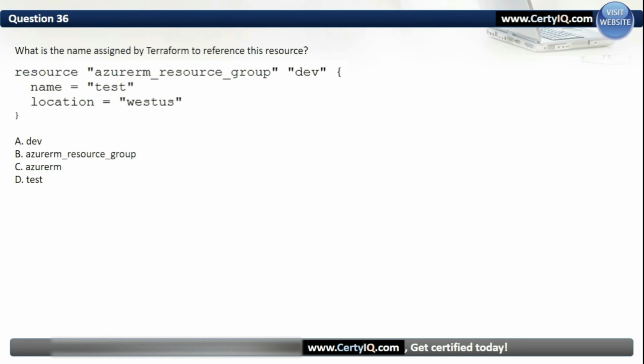Question 36. What is the name assigned by Terraform to reference this resource? Our options are A. Dev, B. azurerm_resource_group, C. azurerm, or D. Test. The correct option is A. Dev.